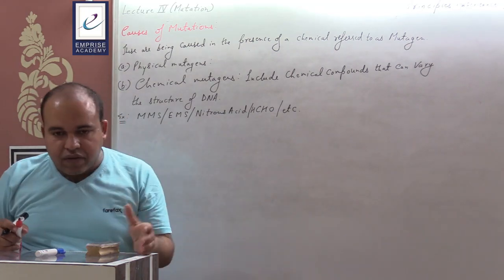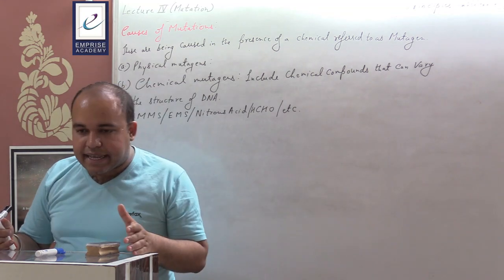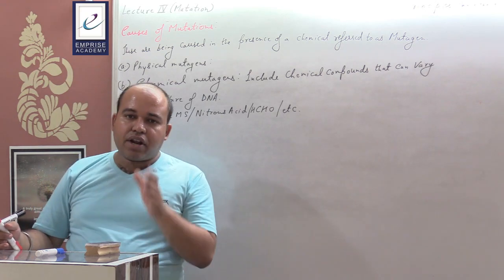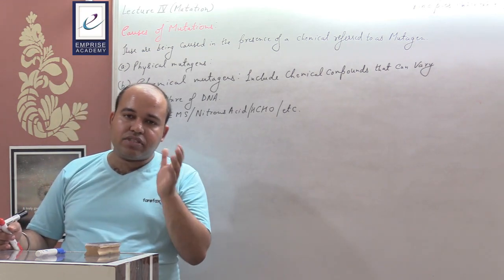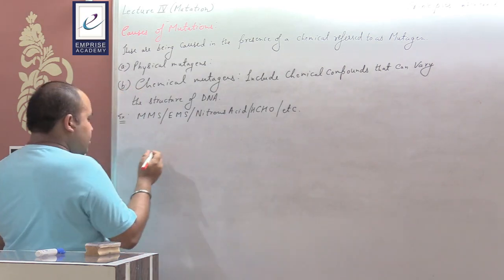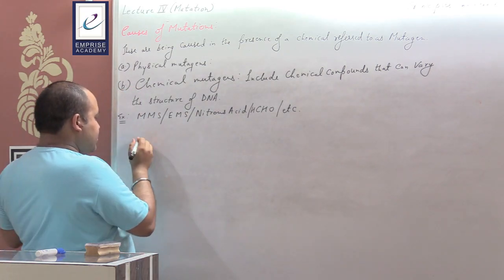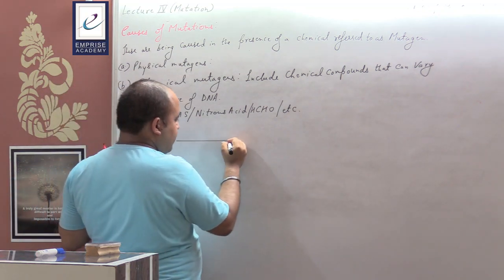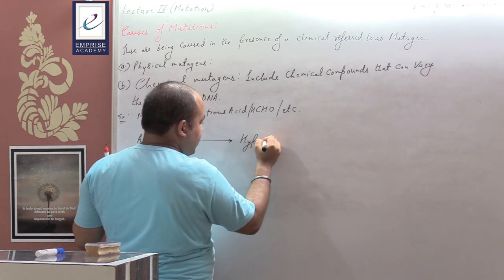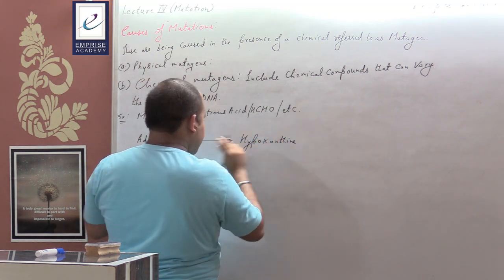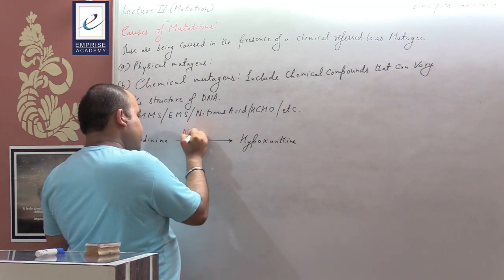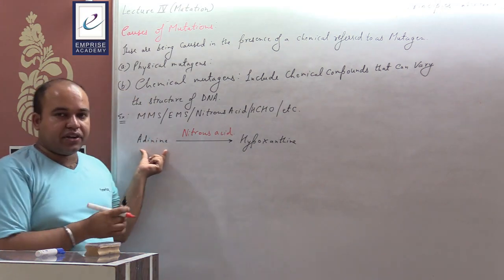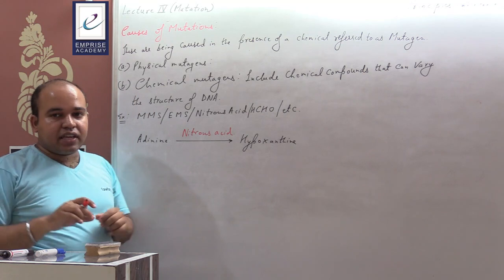Then there are some very well known chemical agents such as nitrous acid that can convert one compound into another. For example, adenine can get converted into hypoxanthine in the presence of nitrous acid. Such types of mutations can take place, and such agents are called chemical mutagens.